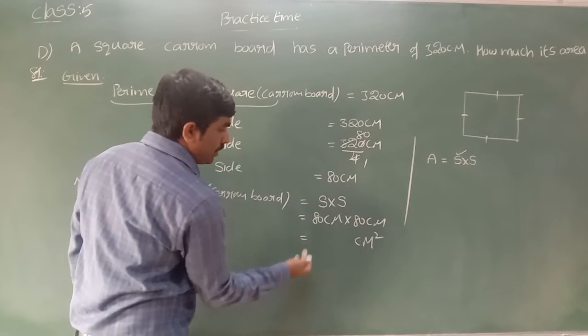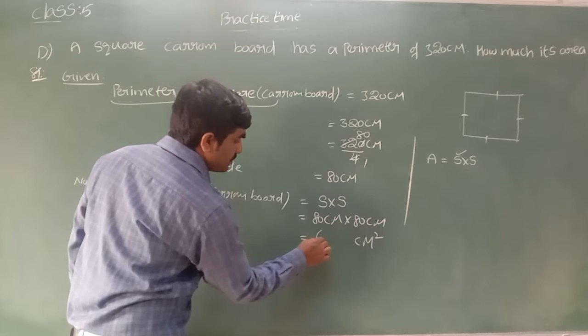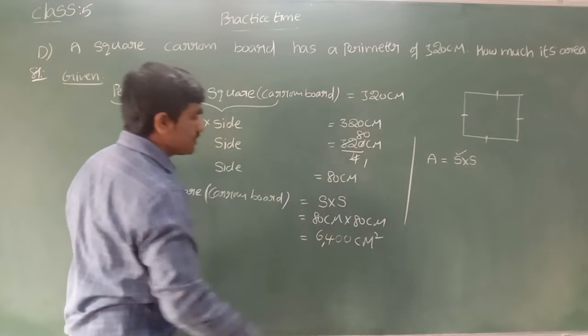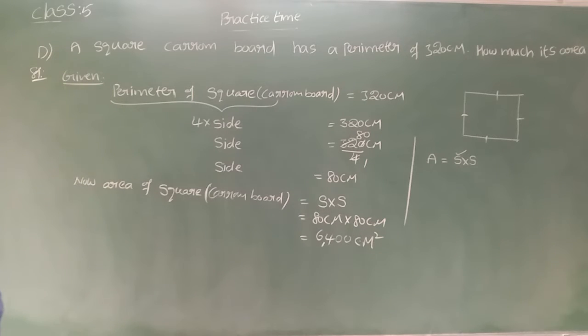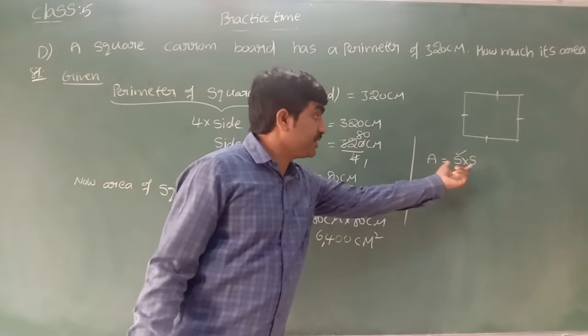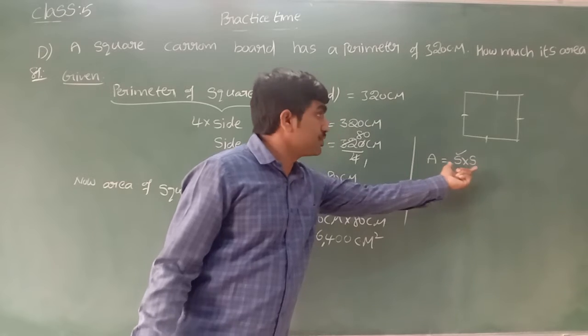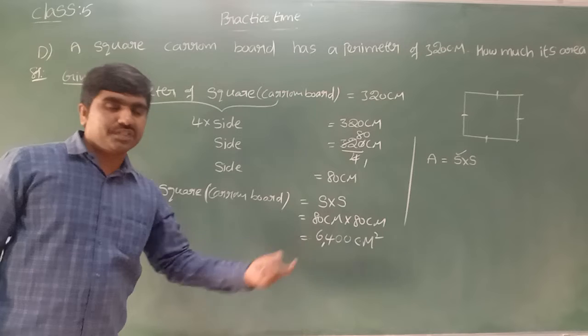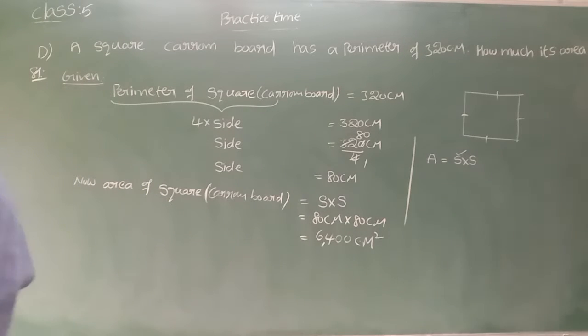80 into 80. Multiply the constants. 8 eights are 64. Then we have 2 zeros. You can keep the 2 zeros. 6400 square centimeters. It is the area of the square carom board. Hope it is clear. You can see the logic here. To know the area of a square, we need to find the length of the side. With the help of this, I got the length of the side. After getting the length of the side, you know how to find the area.